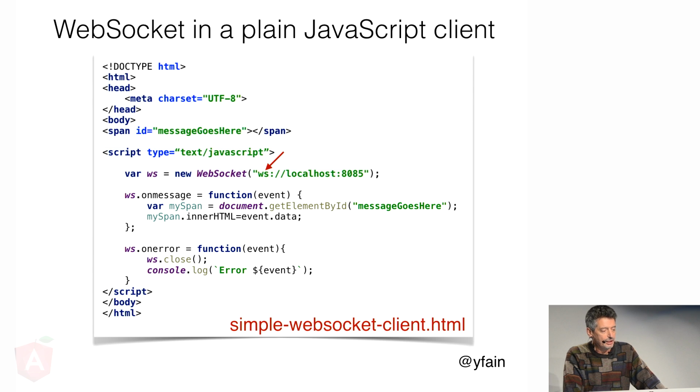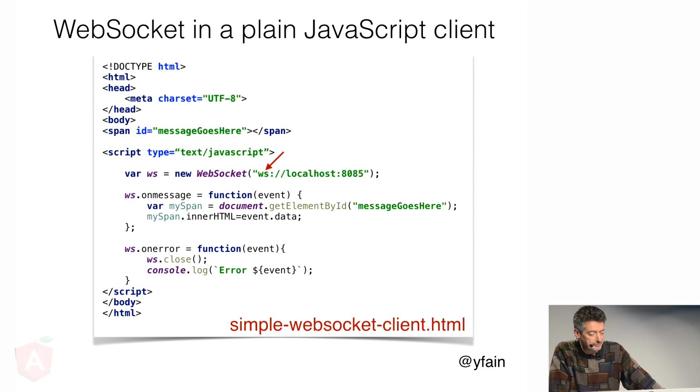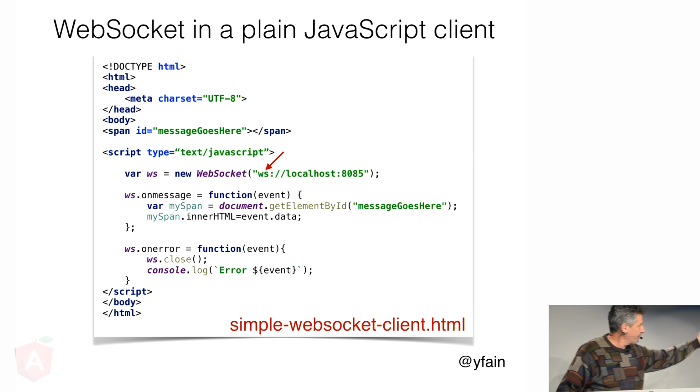And how can we work with WebSockets? By the way, it's supported by all browsers, all servers, regardless of what platform you use. This is an example of a plain JavaScript client that uses the WebSocket object. This red arrow is pointing at the creation of an instance of the WebSocket with a certain URL. Once again, WebSocket is a browser object. You don't need to install anything.